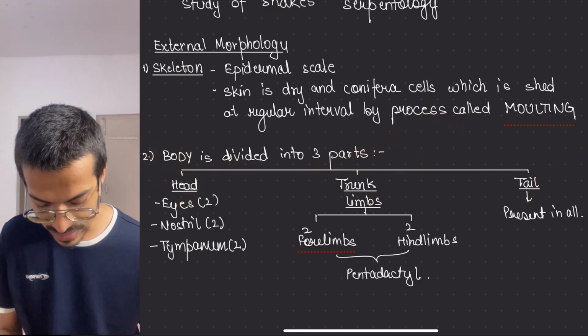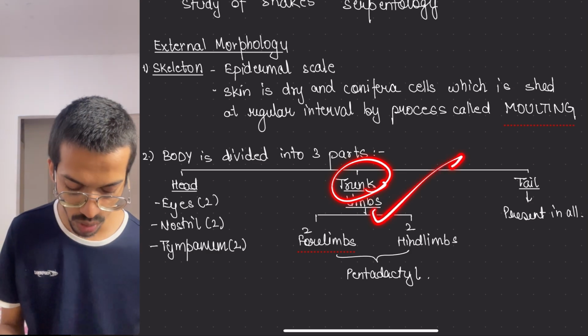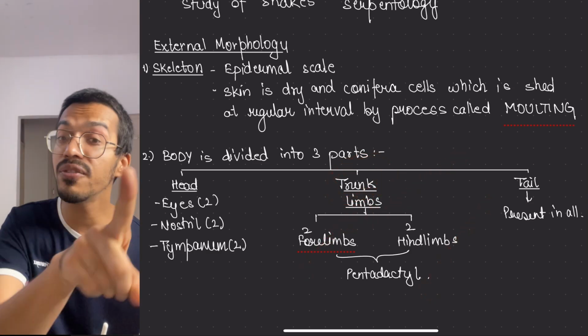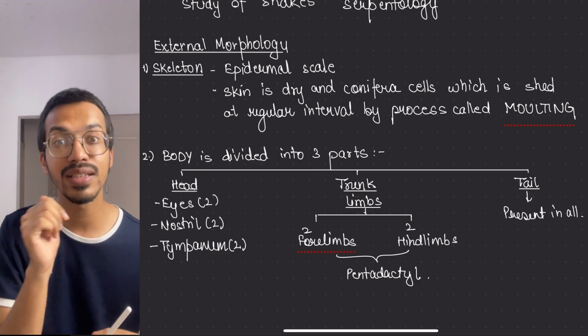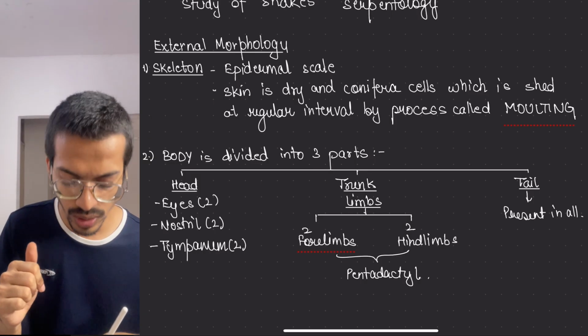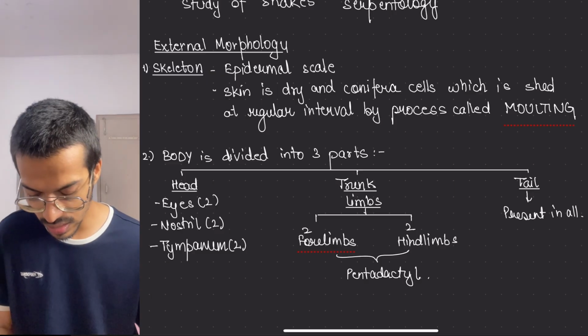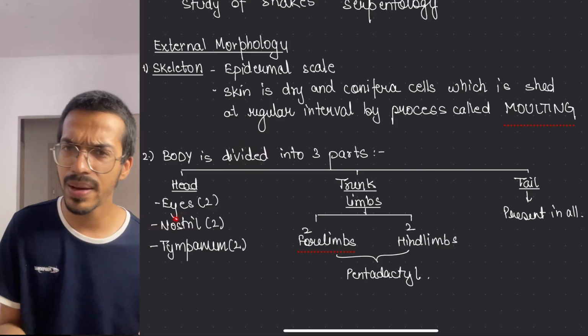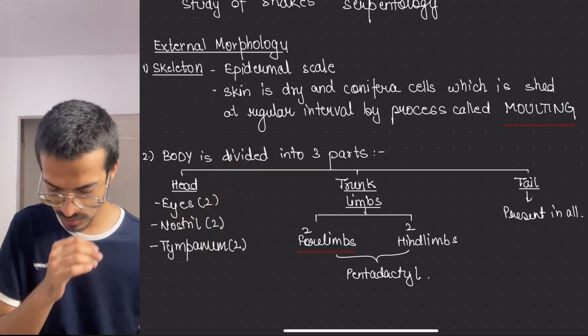The trunk has limbs, either forelimbs or hind limbs. They are pentadactyl, meaning five fingers in each, if present. They are not present in snakes, but they are present in lizards and tortoises. Then there comes the head, with eyes, nostrils, tympanic membranes, all of these basic things.